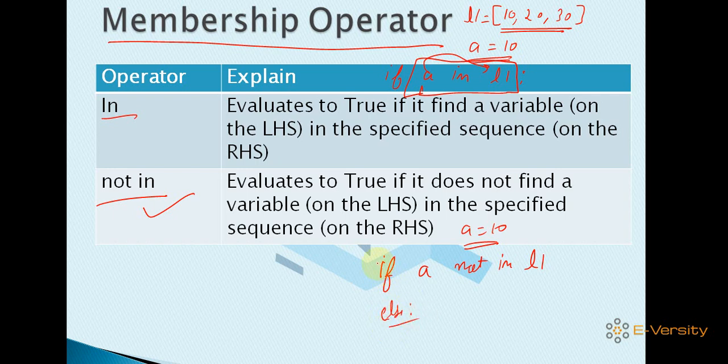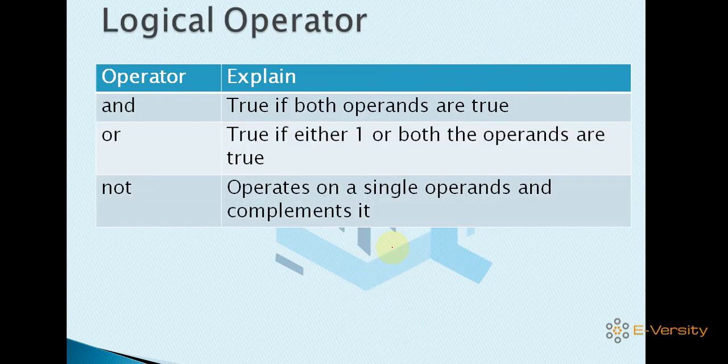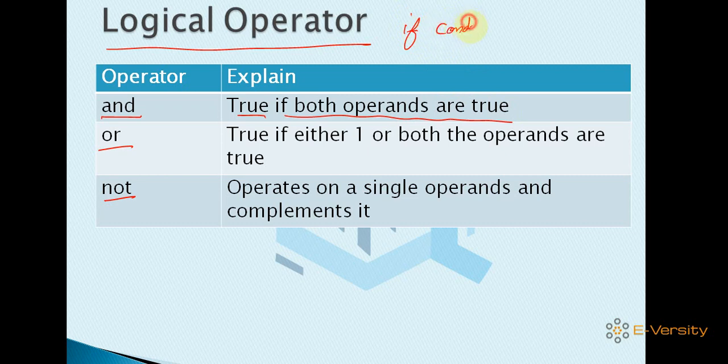Okay, how we can use if and else, you can see in another video on the topic if else. Now next is the logical operator. Logical operators are used for checking two conditions, like and, or, and not. And is true if both operands are true. Suppose you want to try more than one condition, like if condition 1 and condition 2.